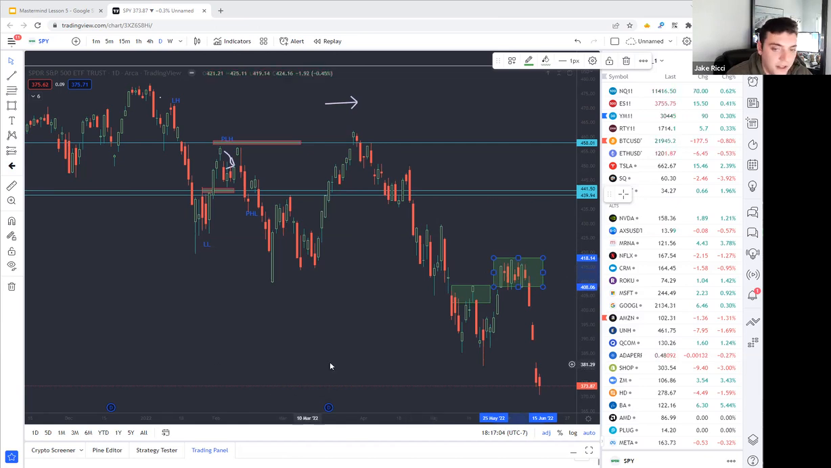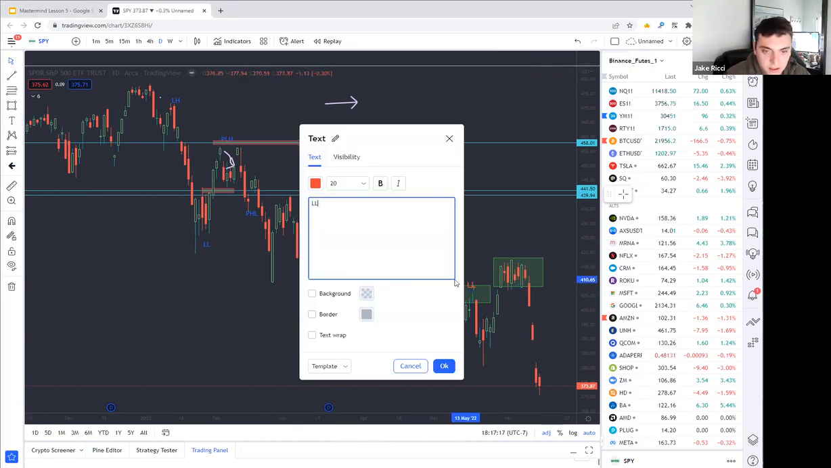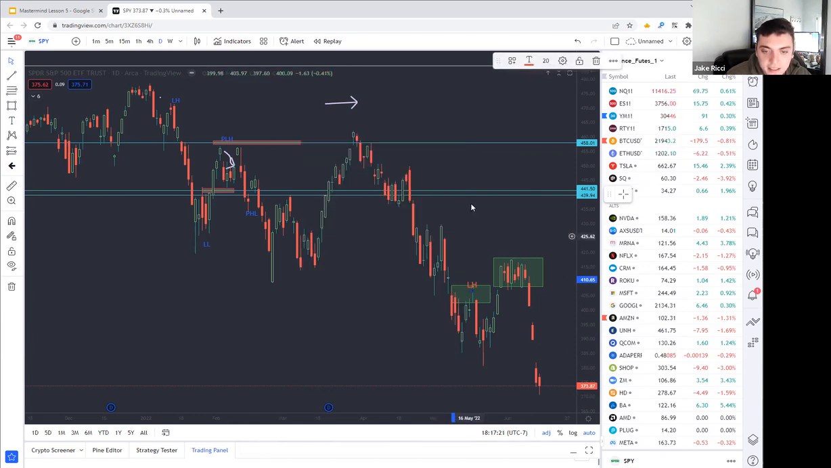Pull back on a downtrend, then range. Okay, I don't think that's wrong. Consolidation on a higher time frame. For me, what I am looking at is that this ends up being an LH, a lower high.